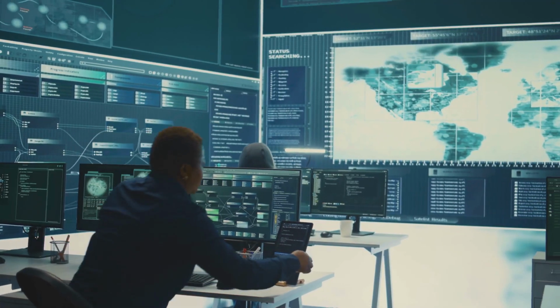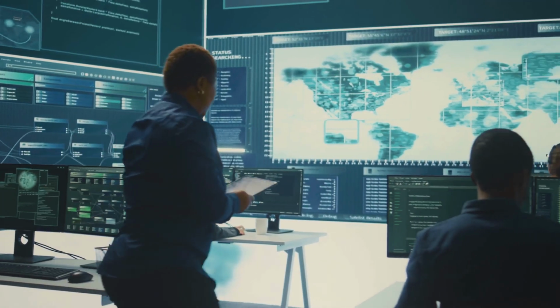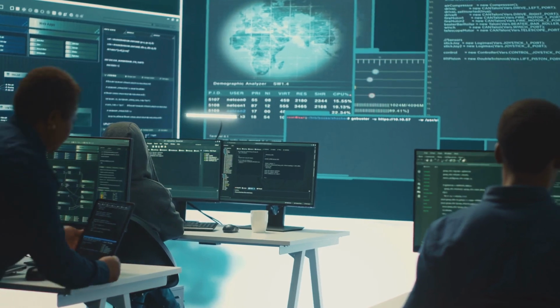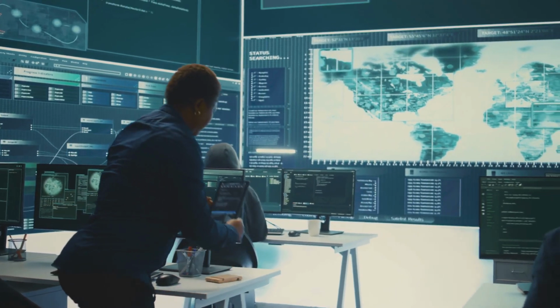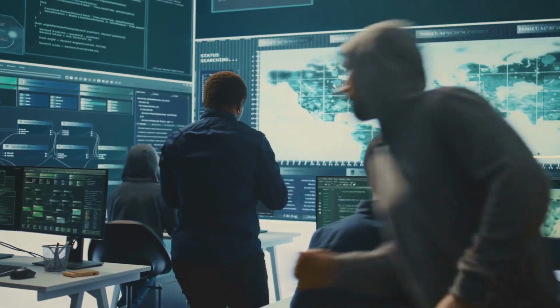Next, identity and access management, or IAM. Strong IAM controls ensure the right people have the right access. Use role-based access control and multi-factor authentication to keep things tight.